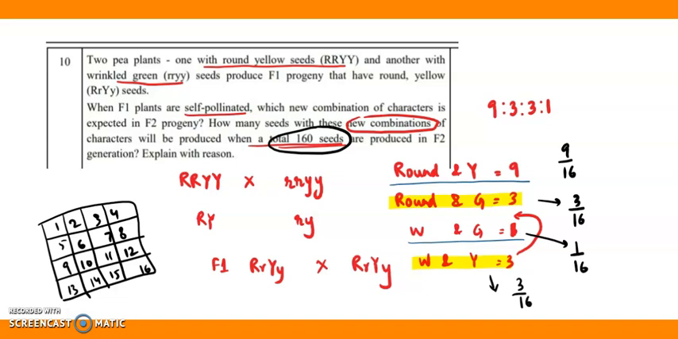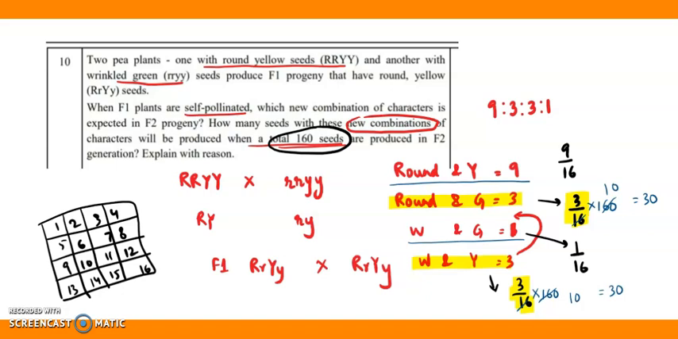Because they are asking about the new combinations, this is our new combination and this is our new combination. We will simply multiply by 160 because that is the number given to us. So first you need to find the proportion with which you have to multiply the given number of seeds. So the answer will become 30, and the same value applies to the other, so 30 here too. You need to show your calculations to get full marks, otherwise the examiner is going to deduct marks.